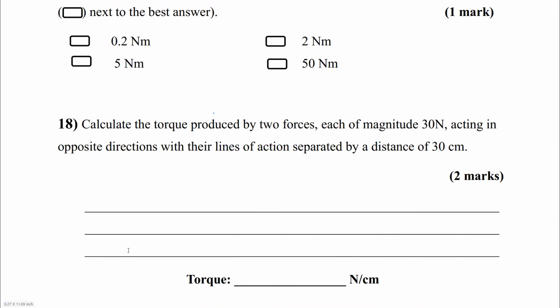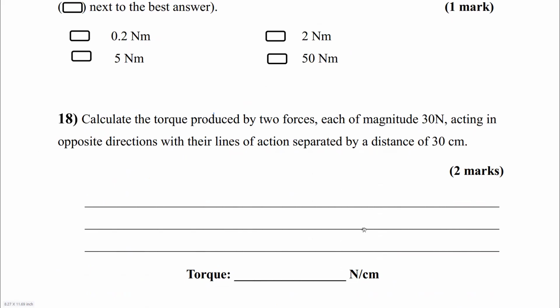Calculate the torque produced by the two forces of magnitude 30 Newton. Obviously, it is the same question as this one. So the force F is equal to 30 Newton, and the distance here is 30 centimeters, so R is equal to 30 centimeter. The first thing is you have to convert centimeter into meter. So R is equal to 30 divided by 100 meter, which is equal to 0.3 meter.